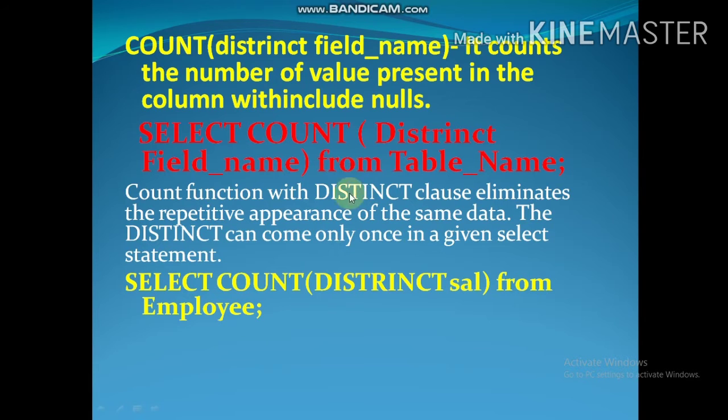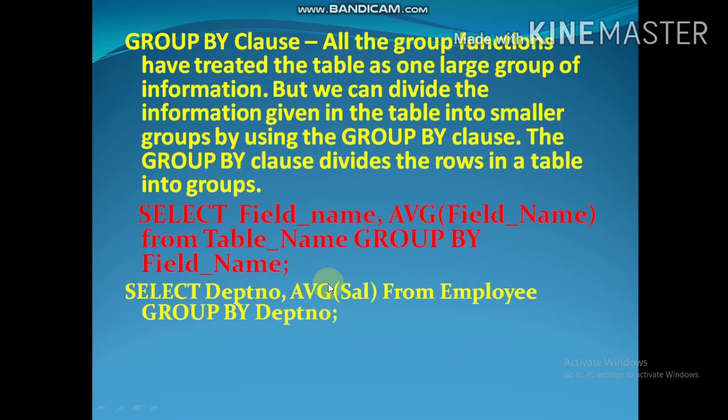Okay. Next, the group by clause. That means you can give an order also. It displays in an order according to the field name. When you give the group field name, according to that field name, it orders in ascending or descending. All the group functions have treated the table as one large group of information, but we can divide the information given in the table into smaller groups by using the group by clause.